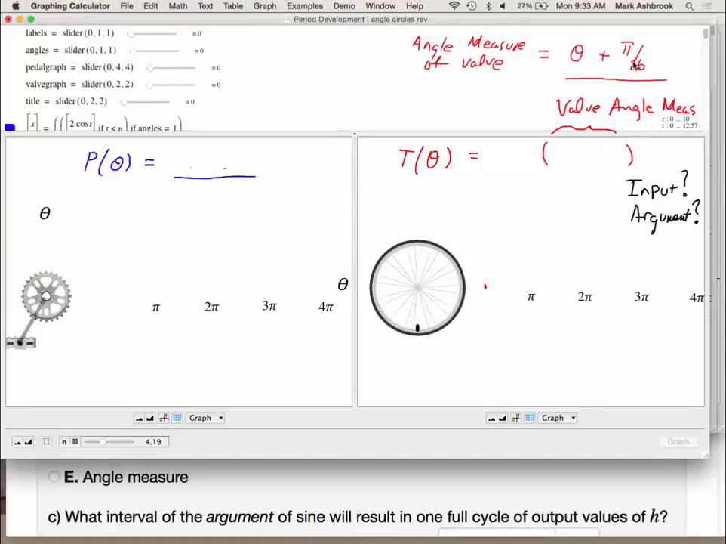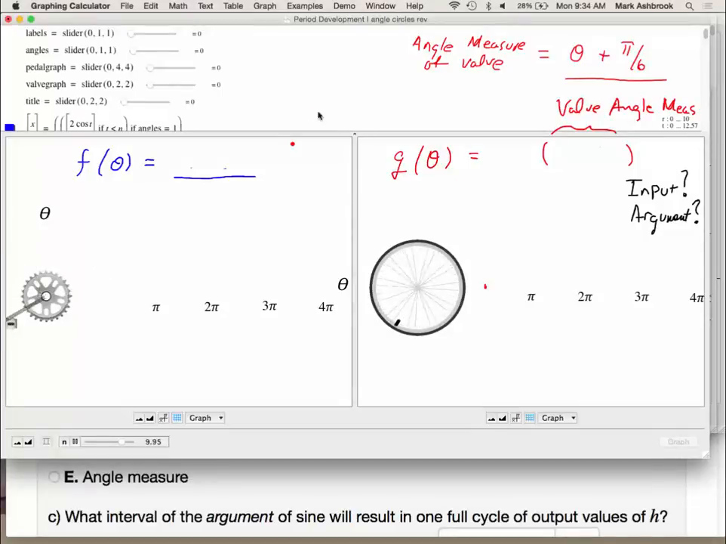So now we're going to track horizontal position. Horizontal position of the pedal. What function would that be? Horizontal position of the pedal. Let's call it F and G now. So different. So we'll call this one F, and this one G. So F of theta is the horizontal position of the pedal to the left of the vertical diameter.